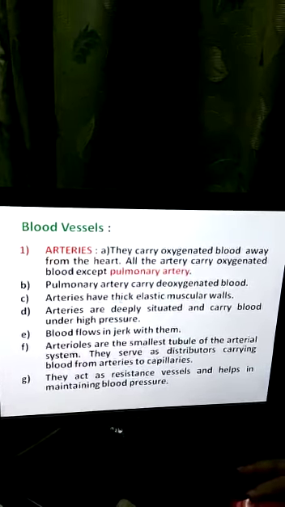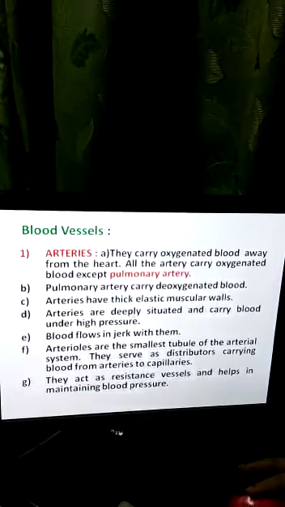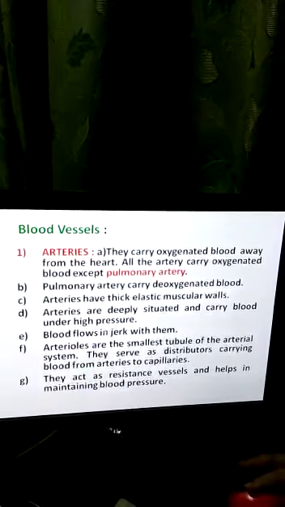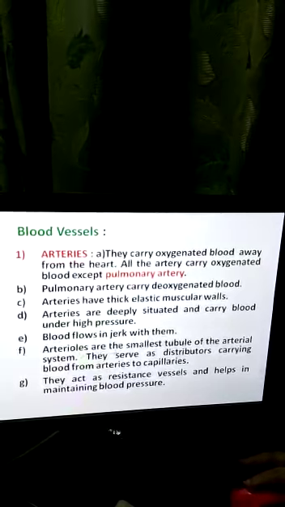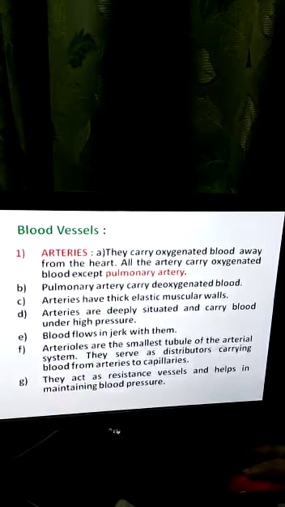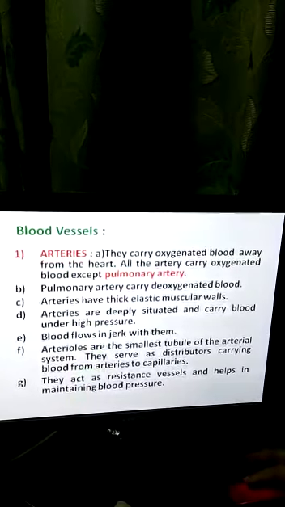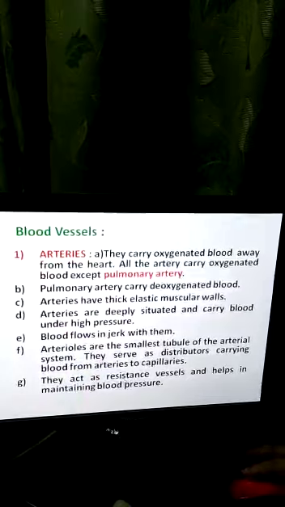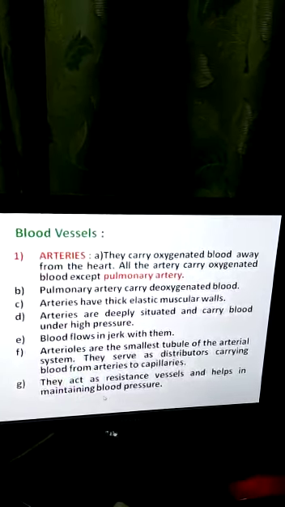Arteries have thick, elastic muscular walls. Arteries are deeply situated and carry blood under high pressure. Blood flows in jerks within them. Arterioles are the smallest tubules of the arterial system. They serve as distributors carrying blood from arteries to capillaries. They act as resistance vessels and help in maintaining blood pressure.